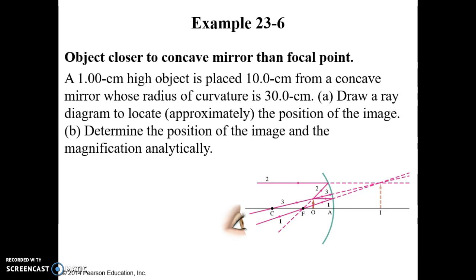Now for the ray diagram, all 3 rays will start from the top of the object. Ray 1 is parallel to the axis, then reflects through the focal point. Notice that the dashed line is extended behind the mirror from the reflected ray 1.